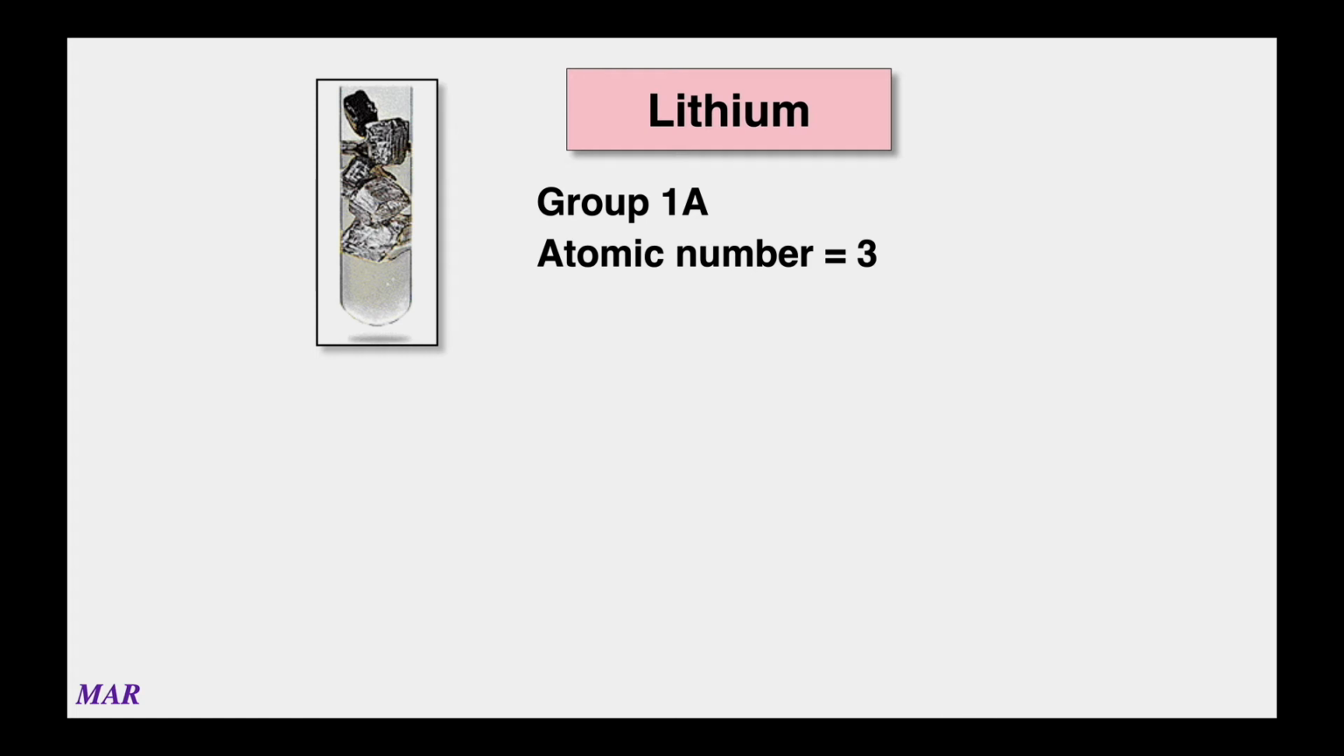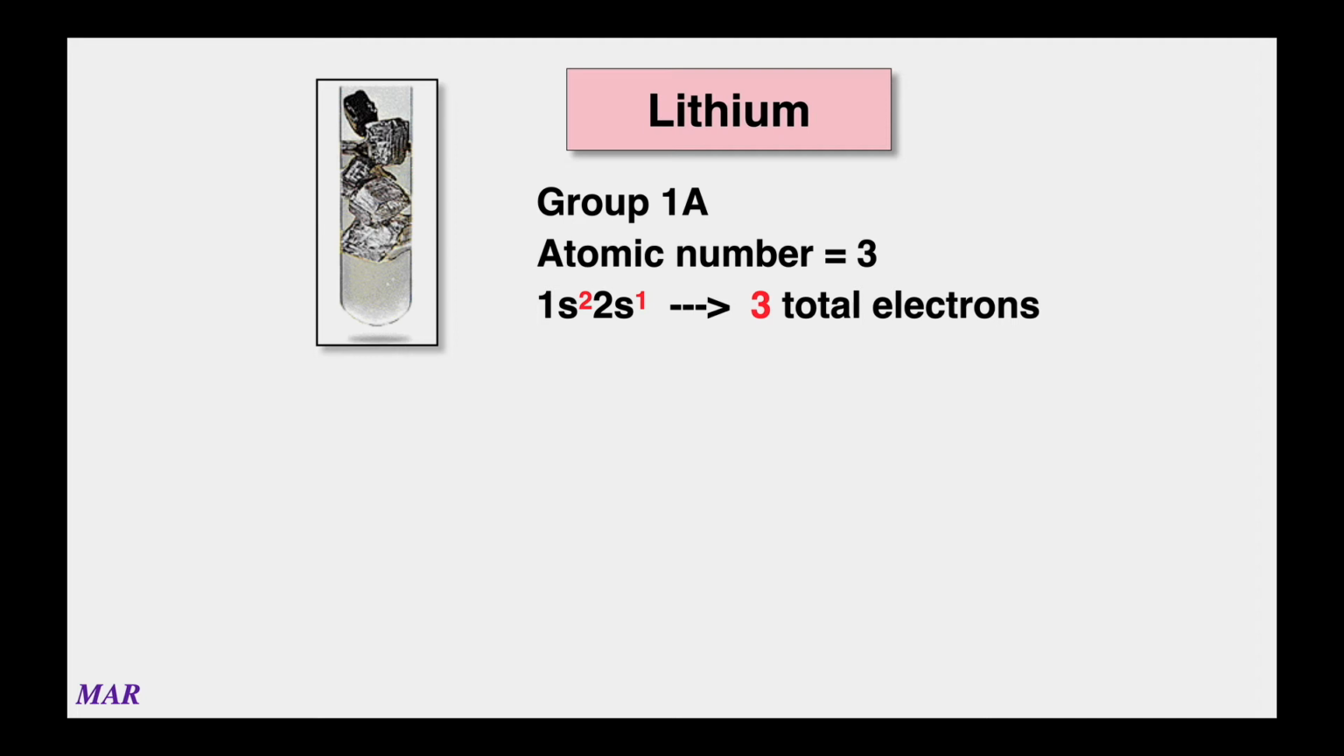So 1s2 would be the first part. And remember, 1s's and 2s's and 3s's can only hold a maximum of 2. So once the 1s is filled, the third electron in lithium would go in the next one, 2s1. So 1s2, 2s1 would be the electron configuration for lithium.